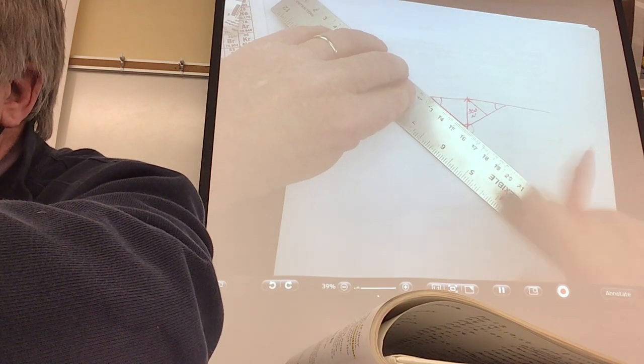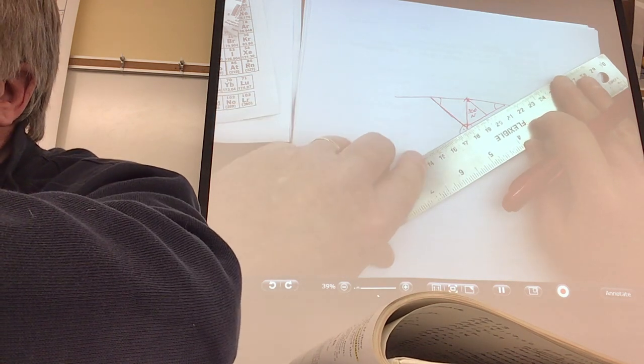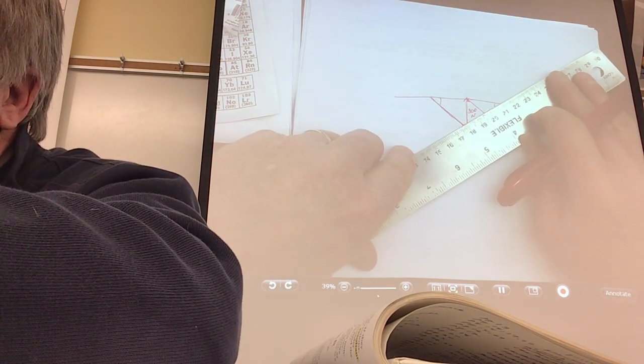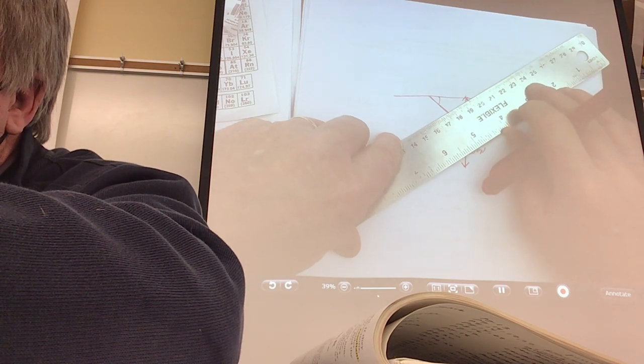Okay, now I turn my ruler like this, and I move it, stay there, stay parallel. When I get to the top of that arrow, I stop.